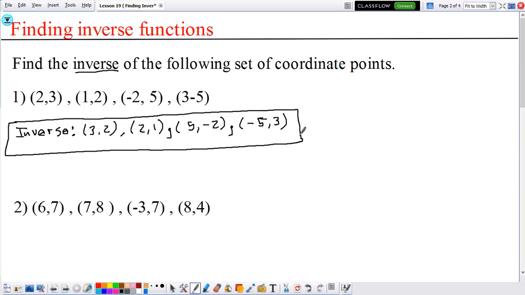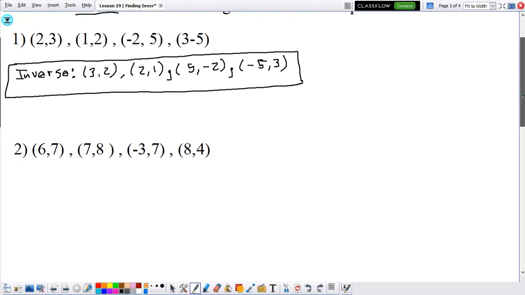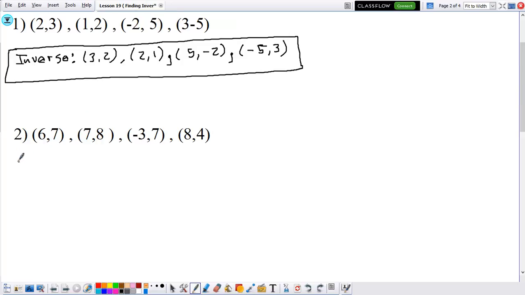Let's do another quick example here. Look at example 2, real quick. We want to find the inverse again. So let's see what the inverse is. My first coordinate is 6, 7. That means that if I want to find the inverse, we just flip it. So that becomes 7, 6.